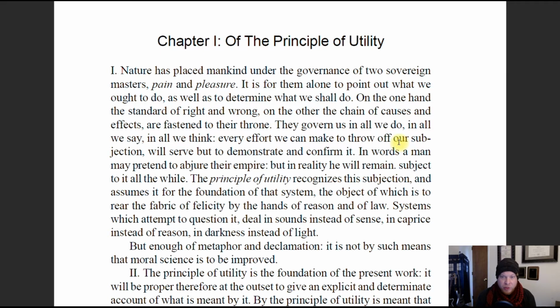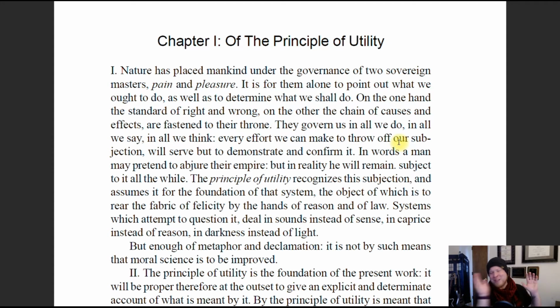It is for them alone to point out what we ought to do, as well as to determine what we shall do. On the one hand, the standard of right and wrong. On the other, the chain of causes and effects are fastened to their throne, their being pain and pleasure. They govern us in all we do, in all we say, in all we think. Every effort we can make to throw off our subjection will serve but to demonstrate and confirm it. In words, a man may pretend to abjure their empire.